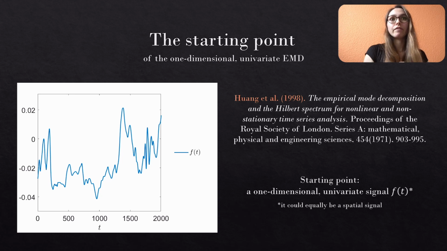Univariate or single variate means that the signal has only one component, so it's a vector. For example, if we measure the velocity of a fluid flow at a single position within the flow over time, we obtain 3 velocity components, so one component for each direction of our coordinate system. However, for this version of the EMD, we would only consider one of these components.